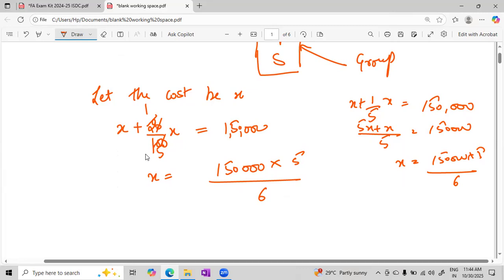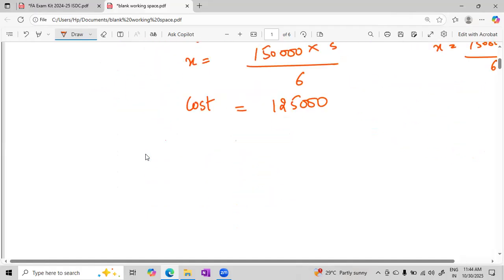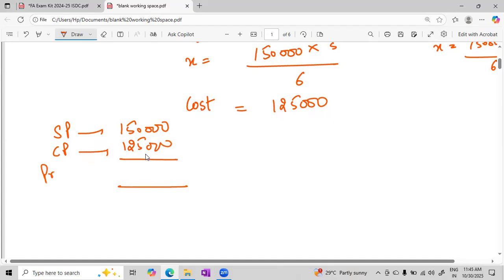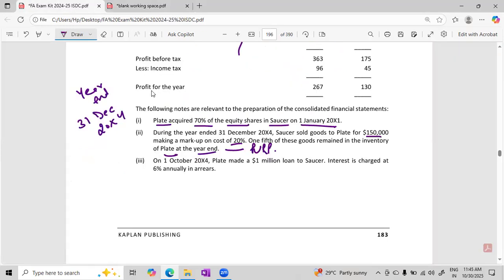1,50,000 into 5 divided by 6. So my cost is coming out to be 1,25,000. Now see, the goods were sold for 1,50,000, but their cost is 1,25,000. So the profit would be their difference. They have been sold at a higher price, but their cost was 1,25,000. So the difference is the profit, which is 25,000. So this is the profit as of now, which S company has made.